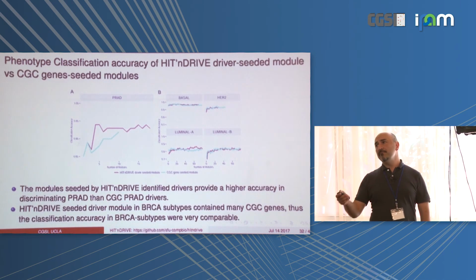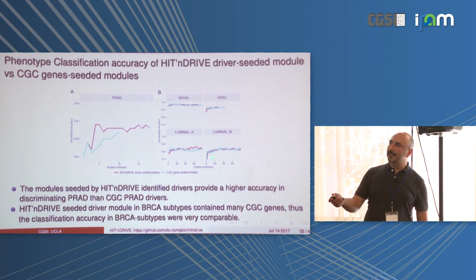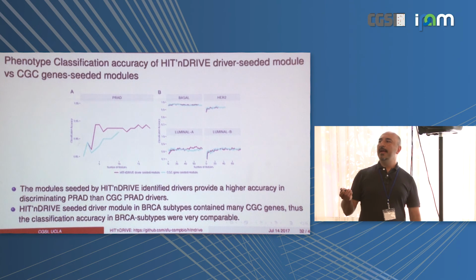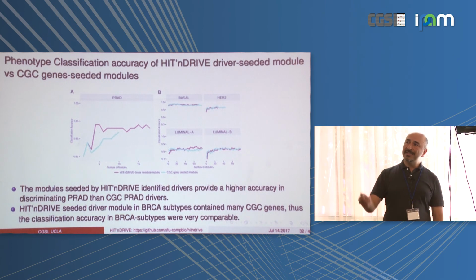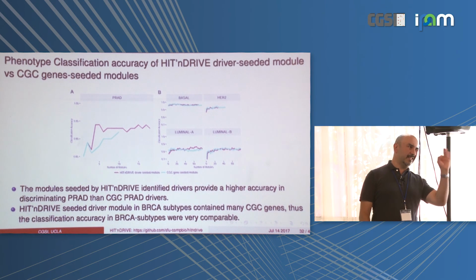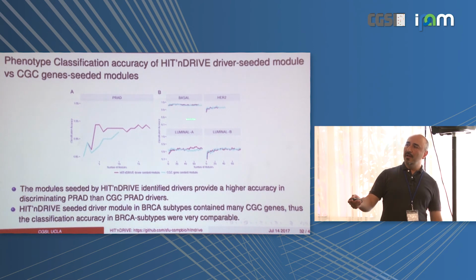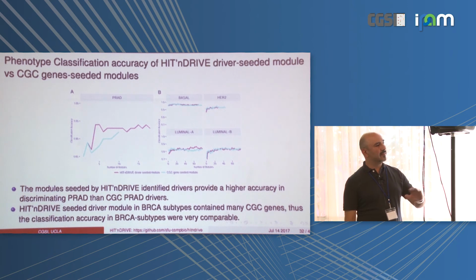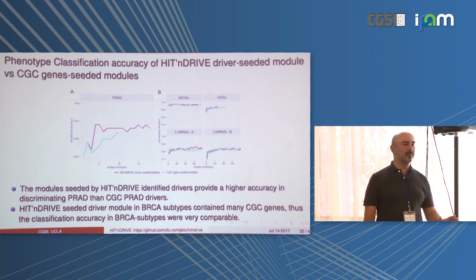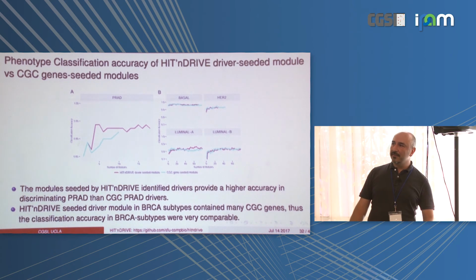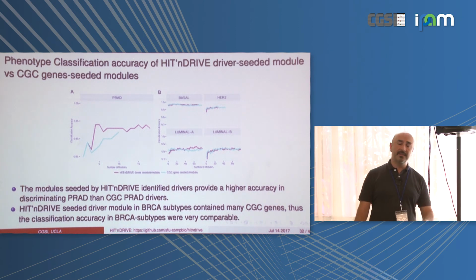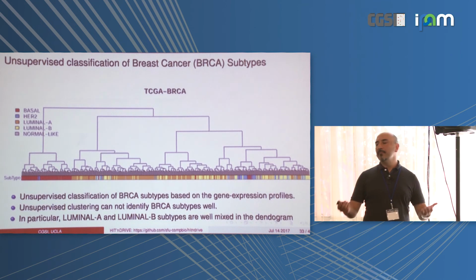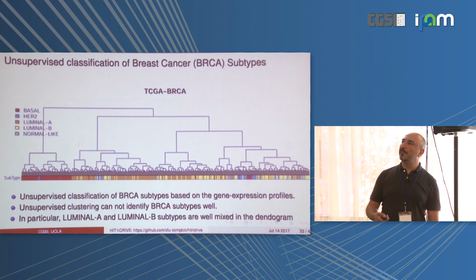Finally, I'd like to emphasize that the phenotype classification accuracy of HIT'nDRIVE, in comparison to CGC-seeded modules, seems to be pretty good, especially in prostate cancer. As I said, prostate cancer is not that well understood with respect to drivers, and our classification accuracy is much better than what the CGC genes provide. There are many other tests that we perform.